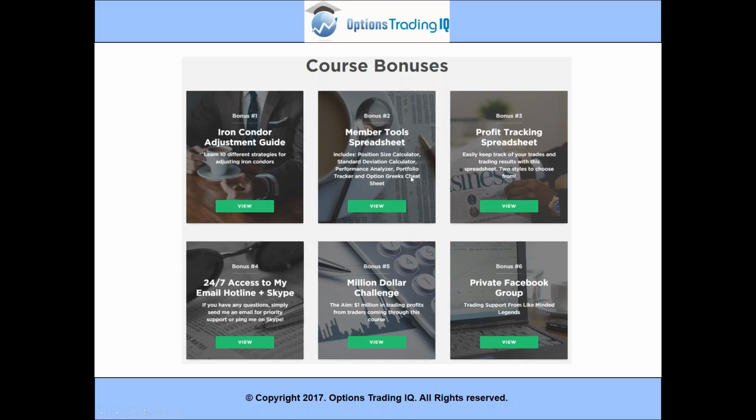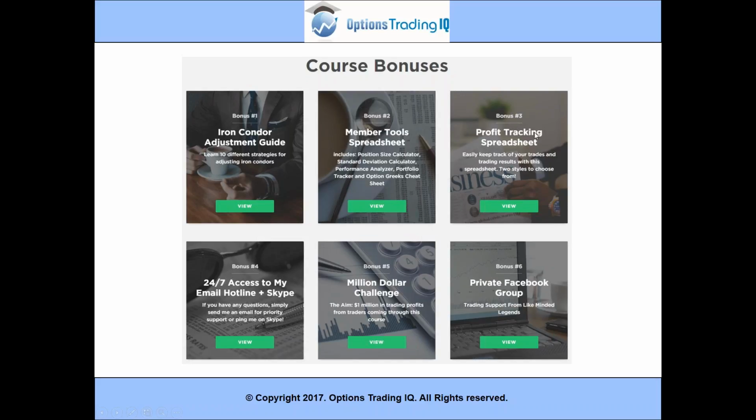Within that, I've got a position size calculator, standard deviation calculator, performance analyzer, portfolio tracker, and options Greek cheat sheet. For those of you who are struggling a little bit with the option Greeks, I've developed a cheat sheet where you can put in some parameters and it'll give you some guides as to what your Greeks should be and where you might want to set your adjustment points. Okay, so that's a really good one.